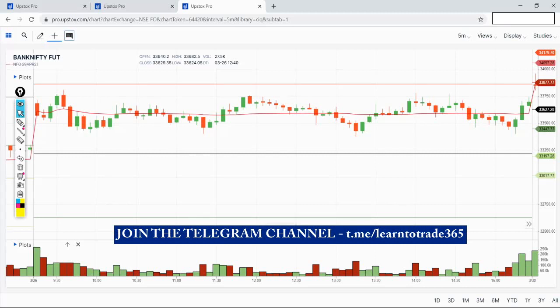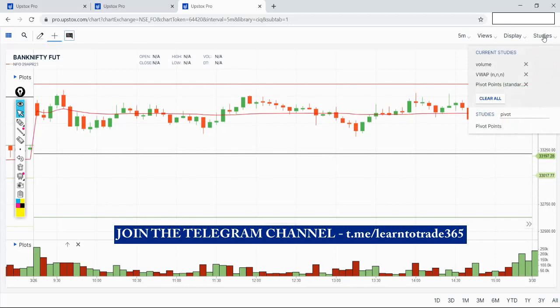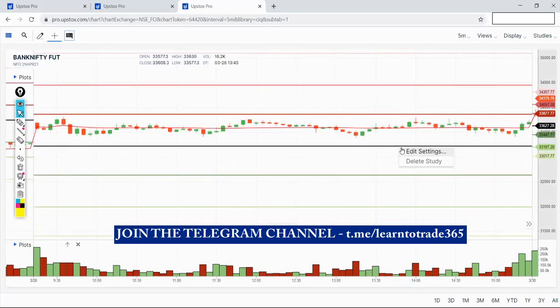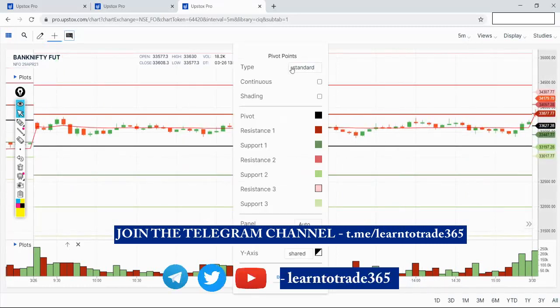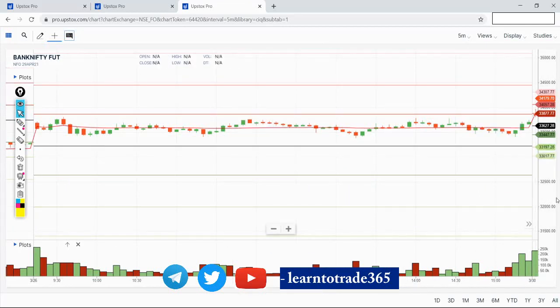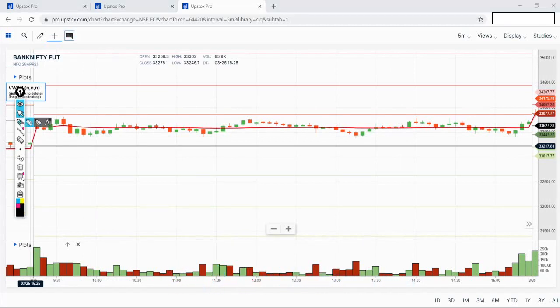So in this video of Trading Mantra, we'll discuss the pivot points indicator, a kind of indicator which is available in every trading platform. Let me add the indicator first. Just adding pivot point. There's nothing special in the settings. Type is standard. You just need to leave it as it is, no changes.